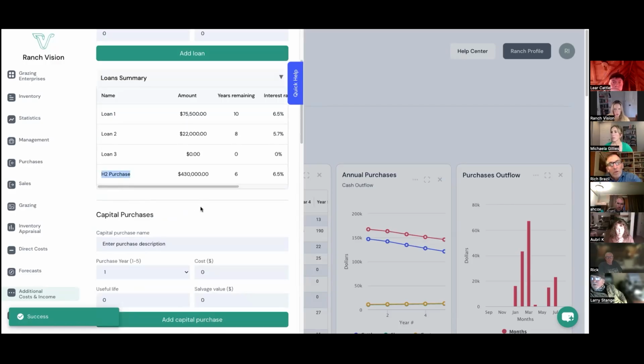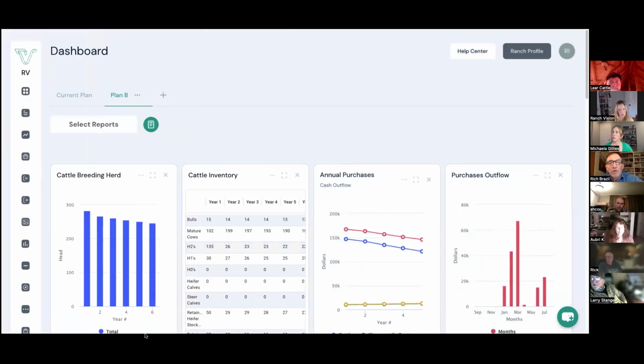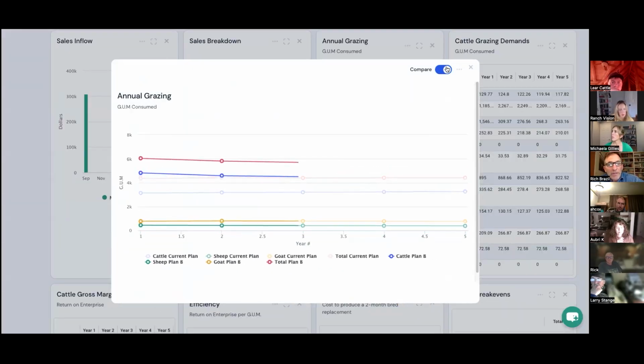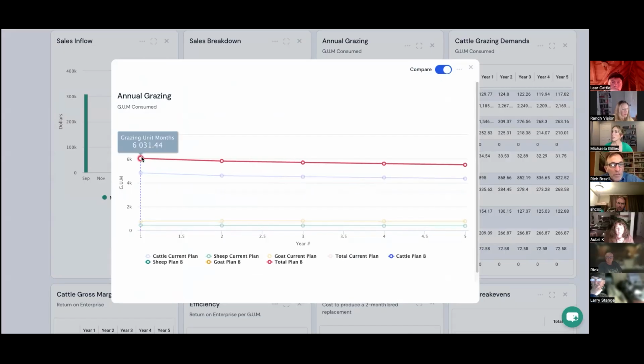Now go ahead and compare our current situation. Let's look at our grazing demands right now. Our grazing demands have gone up, right, because we just purchased a bunch of cows. Increased about 1,700 grazing unit months per each year.